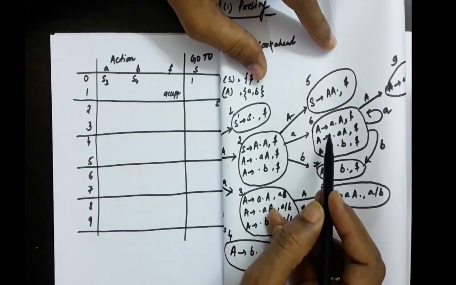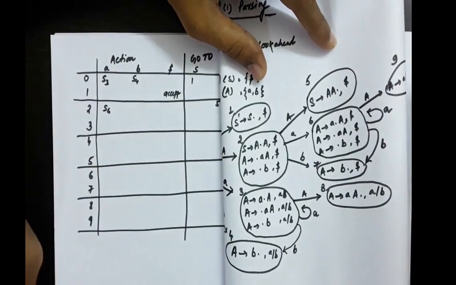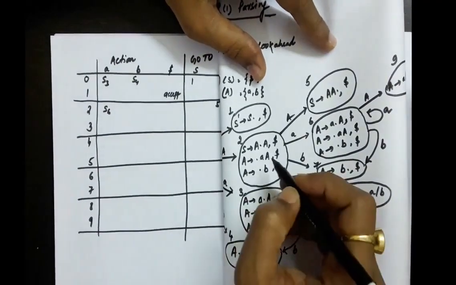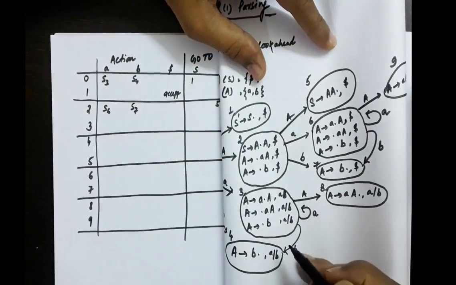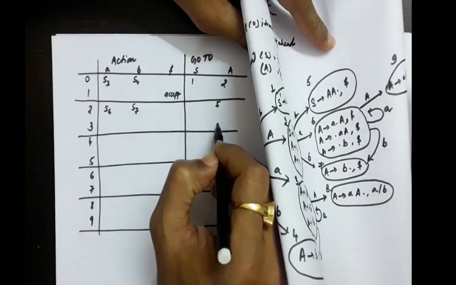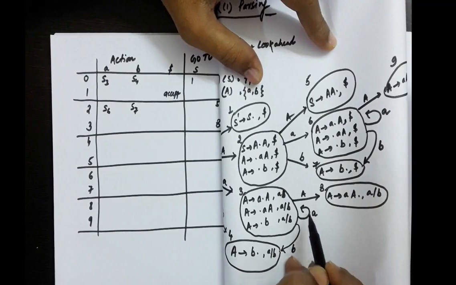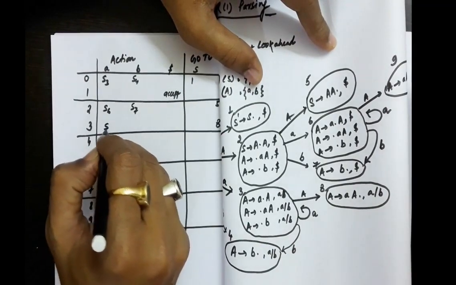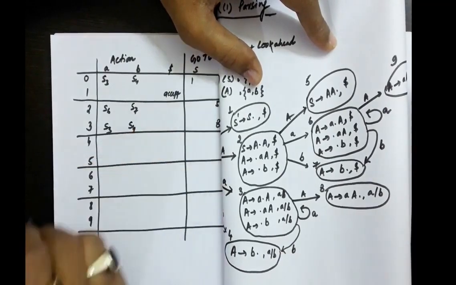On 2 with the small a, you're going to state 6, so S6. 2 with the small b goes to 7, it means S7. 3 with capital A, you're going to 8. 3 with the small a, you're going to remain in the same state, so S3. 3 with the small b, state 4, S4.